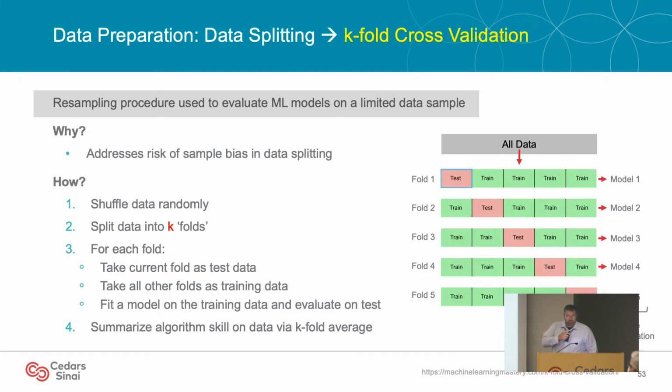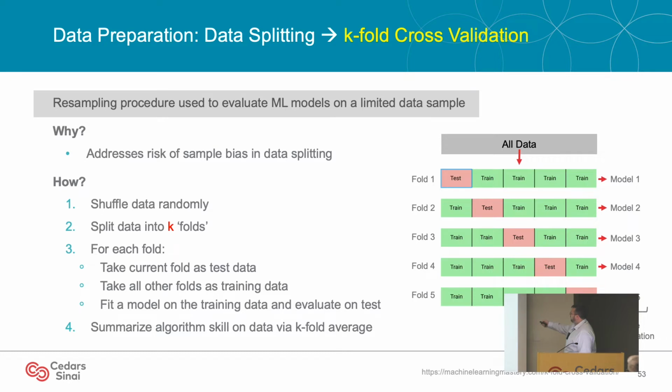That's why we use k-fold cross-validation. This is one answer to this problem. This is a resampling procedure used to evaluate machine learning models on a limited data sample. We do this to address the risk of sample bias in data splitting. How do we do it? Well, we start with our original data set, and we shuffle the data randomly. I mean shuffle the rows. You're not damaging the data anyway. You're not destroying signal between outcome and features. You're just shuffling the instances.